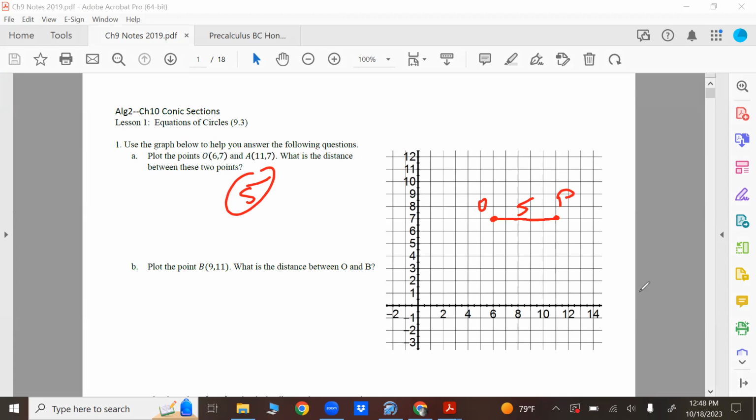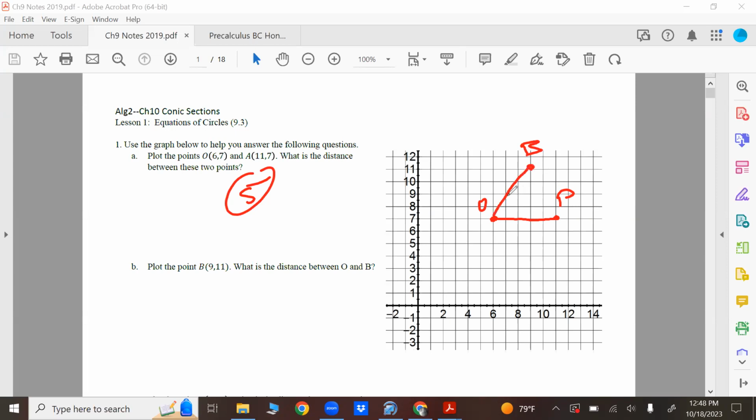So let me erase this part just because it's a little bit in the way. So 9, 11 is going to be not exactly halfway between. I'm going to call it point B. So what's the distance between O and B?